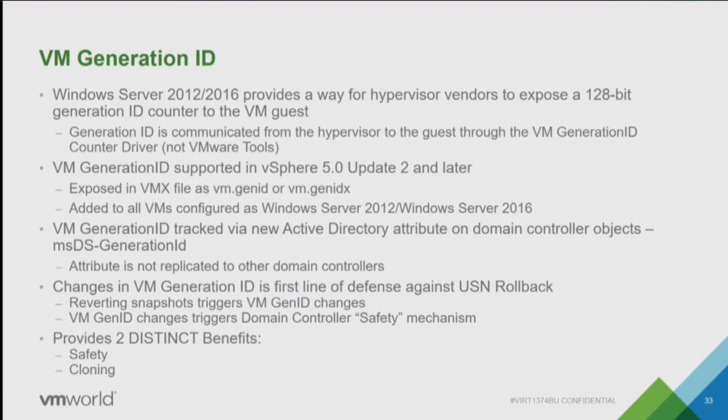If there's a change in that generation ID for any number of reasons, like reverting a snapshot or restoring a backup, two things are going to kick off. It's going to kick off the safety mechanism. That's how it protects virtual machines and domain controllers from USN rollback. Now, it can do two things. It can do safety, or it can do cloning.